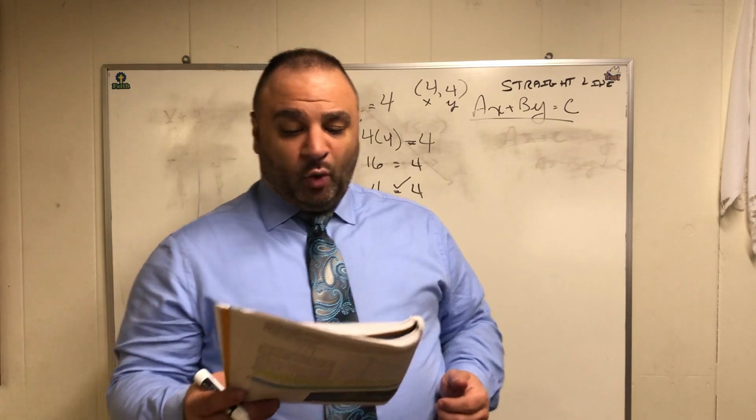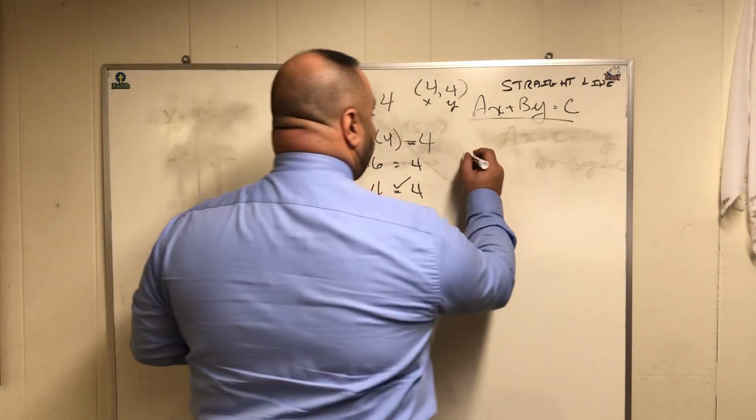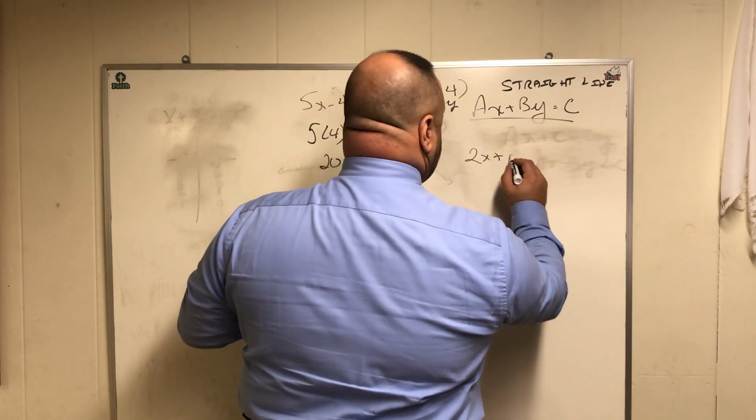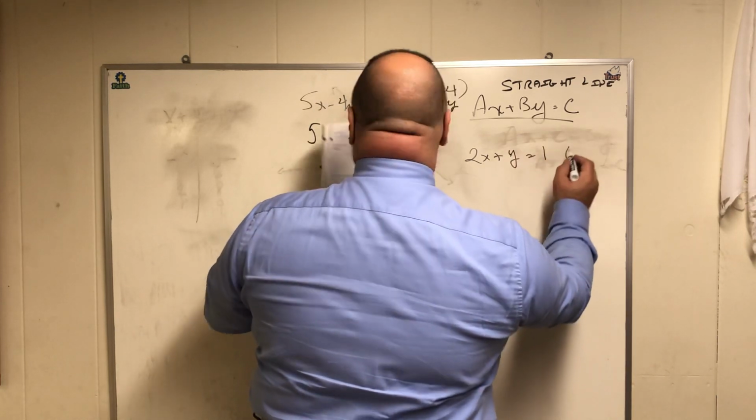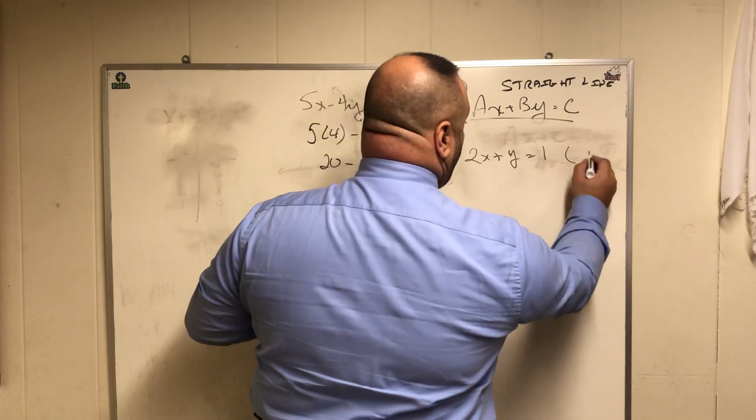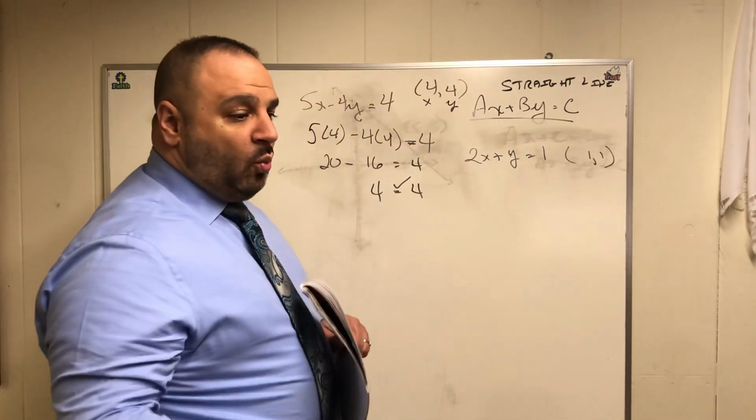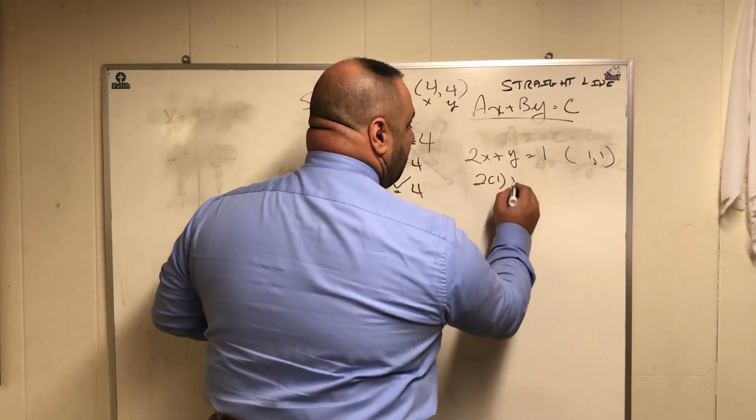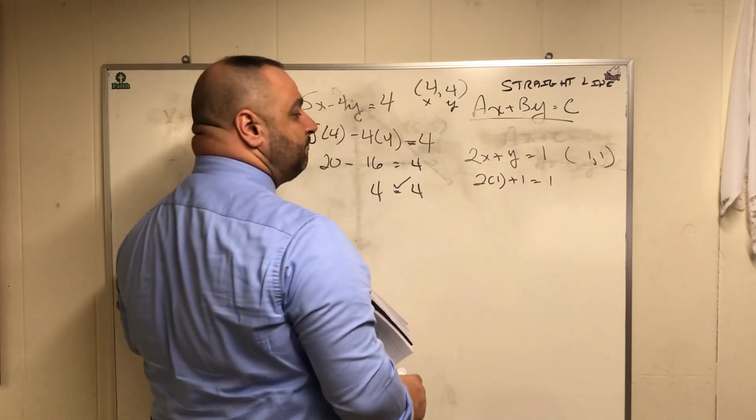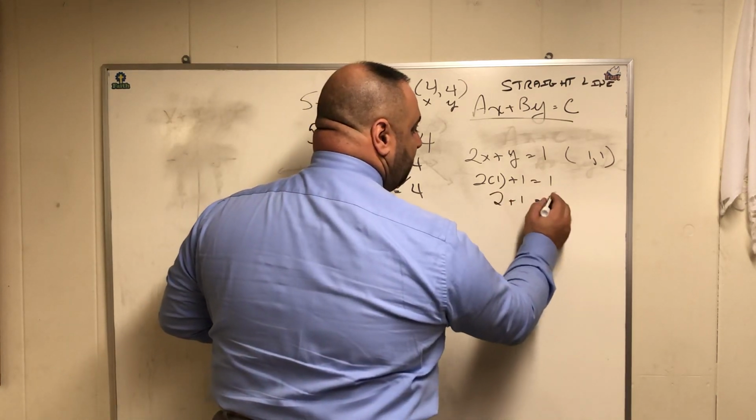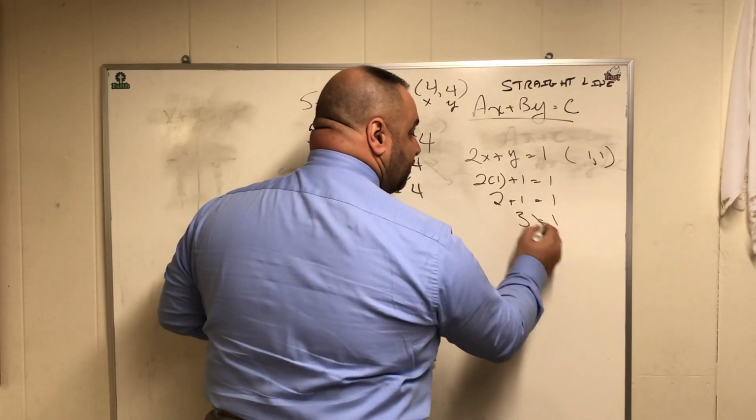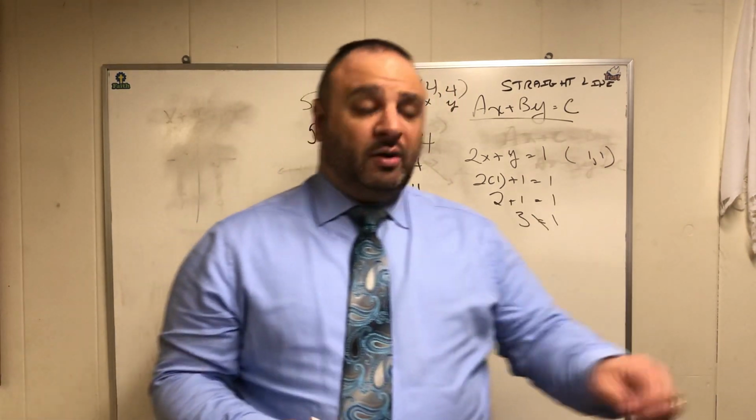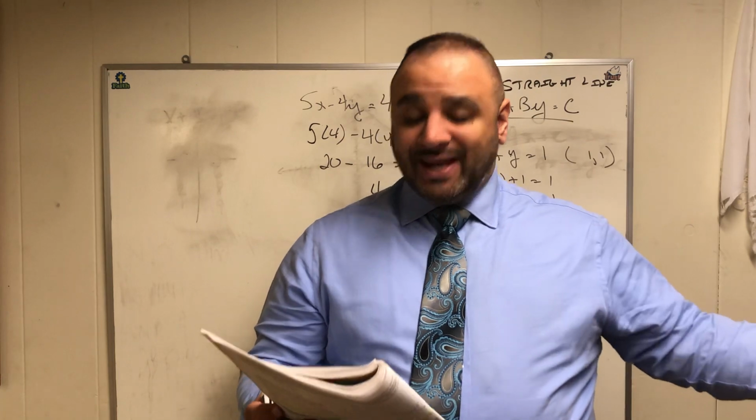So let's do number 4. 2x plus y equals 1. And our point would be 1, 1. So let's quickly plug it in here. 2 times 1 plus 1, does that equal 1? Well, we have 2 plus 1. 2 plus 1 equals 3. So 3 does not equal 1. So in the blank for number 4, we would simply put no.